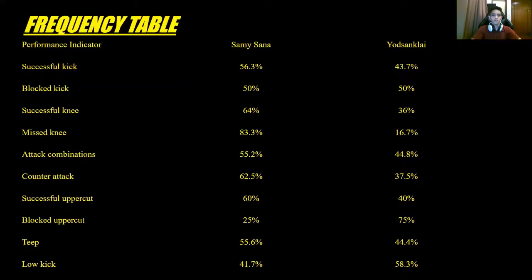So, first of all, I will explain the successful kick. From the table, you can see Semi Sana has 56.3% more successful kicks than Yod Sang Klai, with only 43.7% successful kicks. This showed that Semi Sana attempts more successful kicks due to his height being higher than Yod Sang Klai.